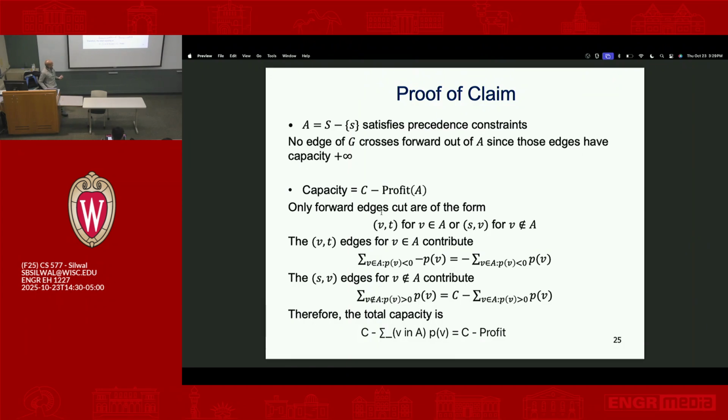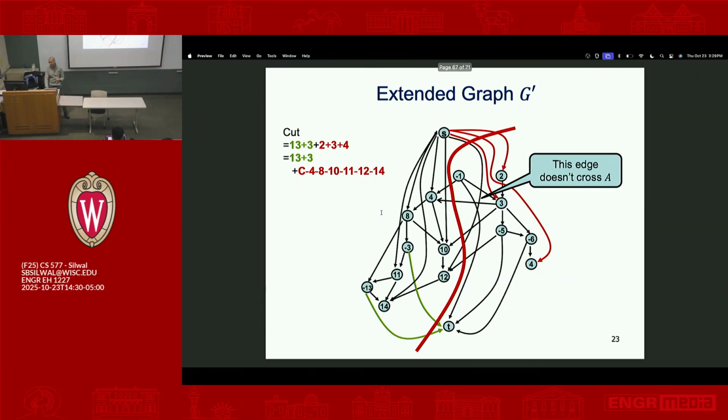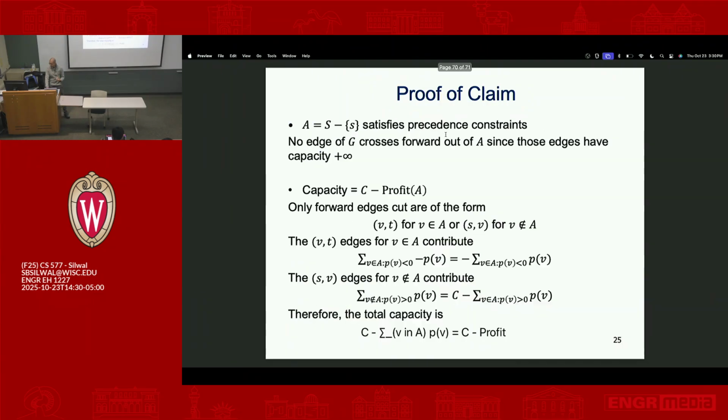Intuitively, which edges can I cut in this graph? I cannot cut these infinity edges. You can convince yourself that I will never cut these infinity edges. So the only edges I'm cutting are the ones that point to t or the ones that come out from S. And because jobs have positive profit and negative profit, that's why you have to do this S trick and the T trick.